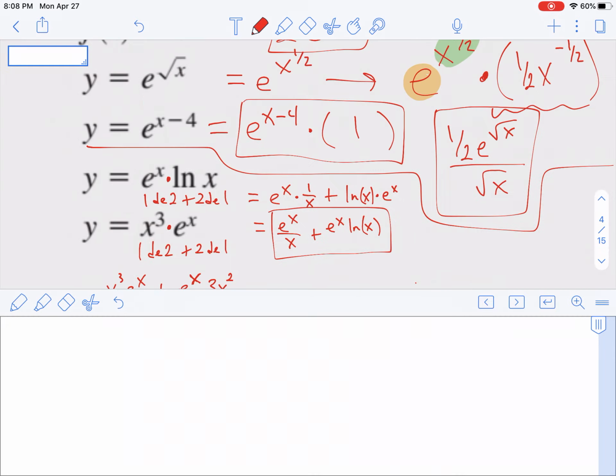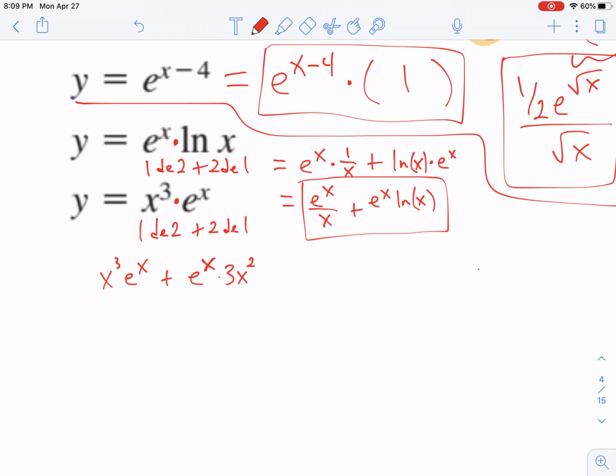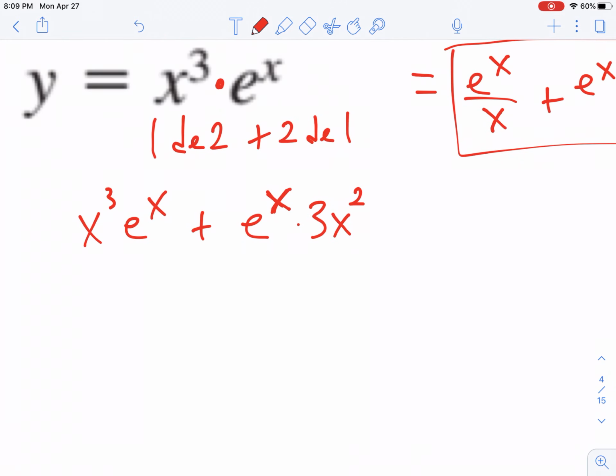Actually, there's not much to clean up there. There's really not much to clean up there. I mean, if you want, you could factor out an e to the x. You don't have to, though. I would just write it as x cubed e to the x plus 3x squared e to the x. That's it.